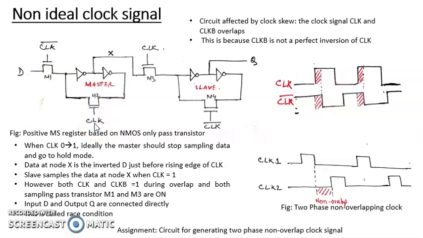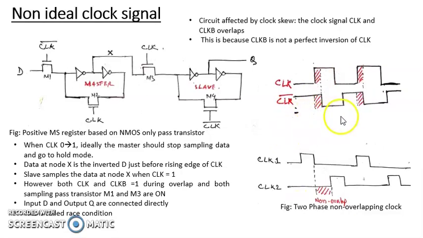There is always a delay associated with the inverter. When the clock bar is not a perfect inversion of the signal clock, in that case the two signals overlap for a small duration of time. As can be seen from this, the clock and the clock bar are overlapped for this period. This effect is called clock skew. If this is not taken care of, the circuit will malfunction.